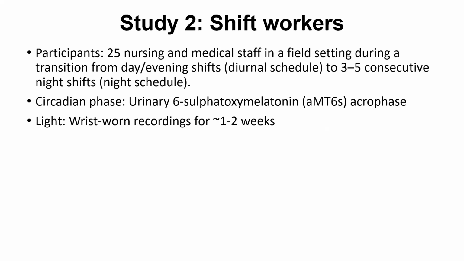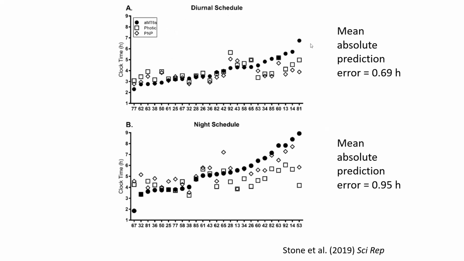And so what Julia looked at here was medical staff who were transitioning between day and night schedules. So they had both a diurnal schedule assessment and a nocturnal schedule assessment. And in this case, circadian phase was assessed using the urinary melatonin marker aMT6s. And light was wrist-worn recordings for 1 to 2 weeks, similar to the first study. So what was found in this one, again, was that at the group average level, the model's not too bad.